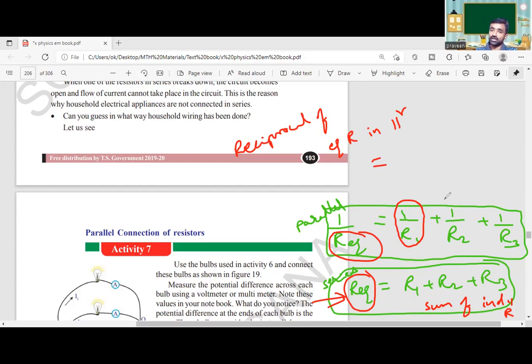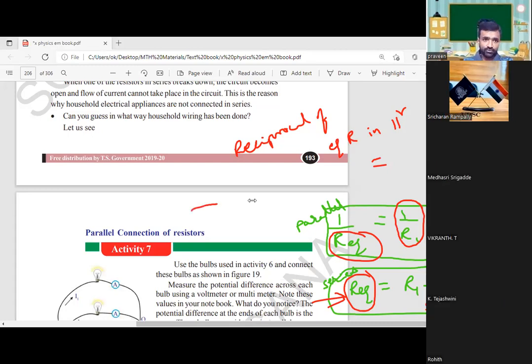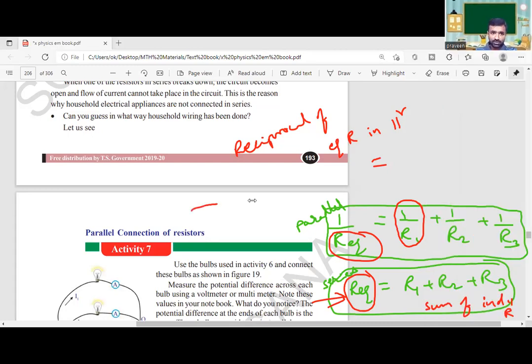Are you clear about this? How I define using the formulas only? Have you got the idea? Yes. So everyone got a clear idea about these topics, I think.